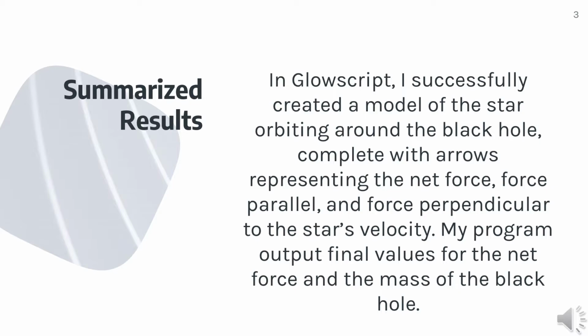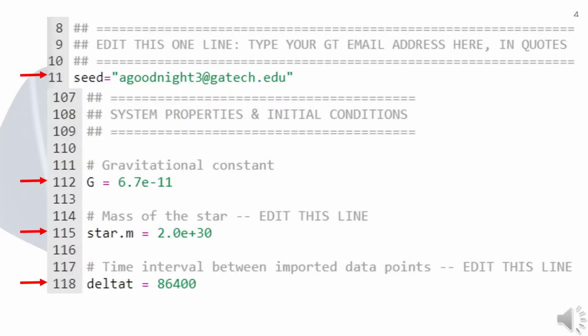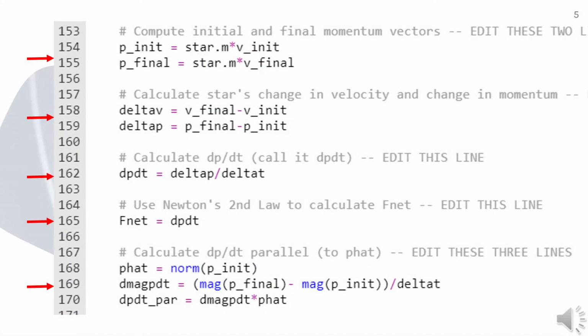Let's take a look at that GlowScript code. Here we can see that I used my tech email to create a unique set of values for the black hole. Then I added in the gravitational constant and the conditions of the star's mass and a delta t of 1 day's equivalent value in seconds. Later in the code, I made some more modifications, as seen here, to update the momentum and solve for the net force.